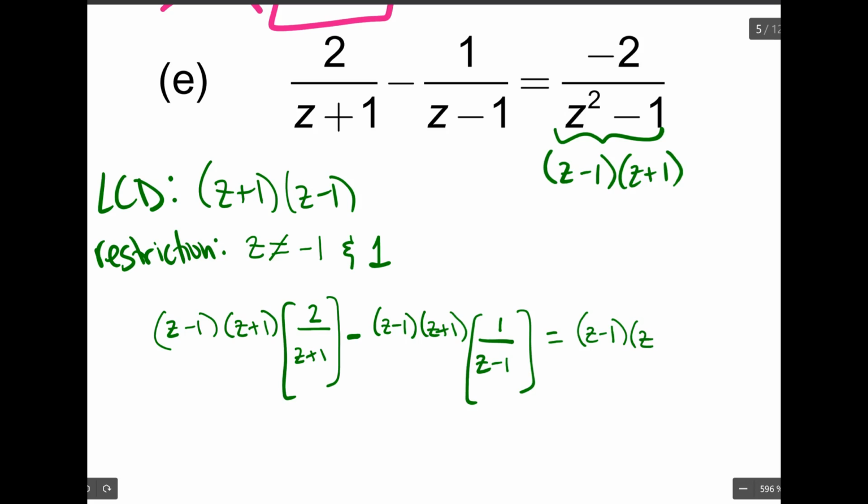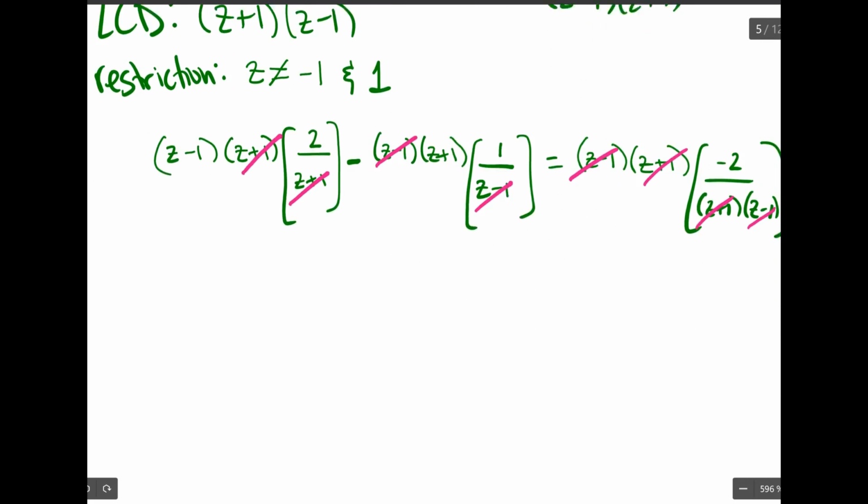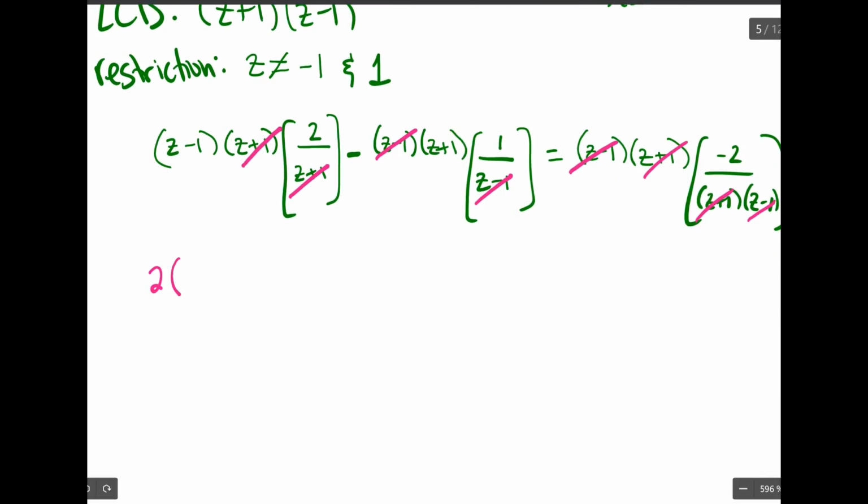And then you cancel out, you just cancel everything out that you think. Alright, so z plus 1 cancels out here. The minus and both. Cool. You're left with 2 times z minus 1 minus z plus 1 minus 3. And then you distribute.